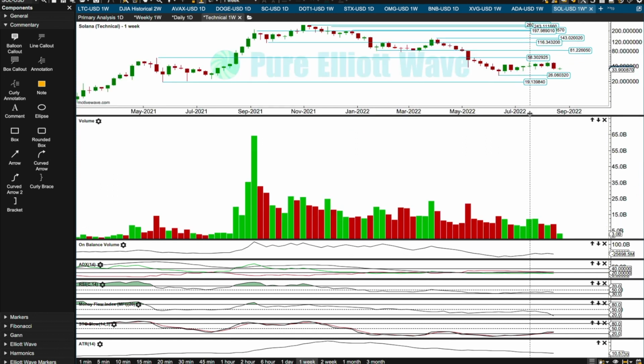These 2 weeks here, week beginning 17th of July and 24th of July, we are starting to see some push from volume pushing price higher.